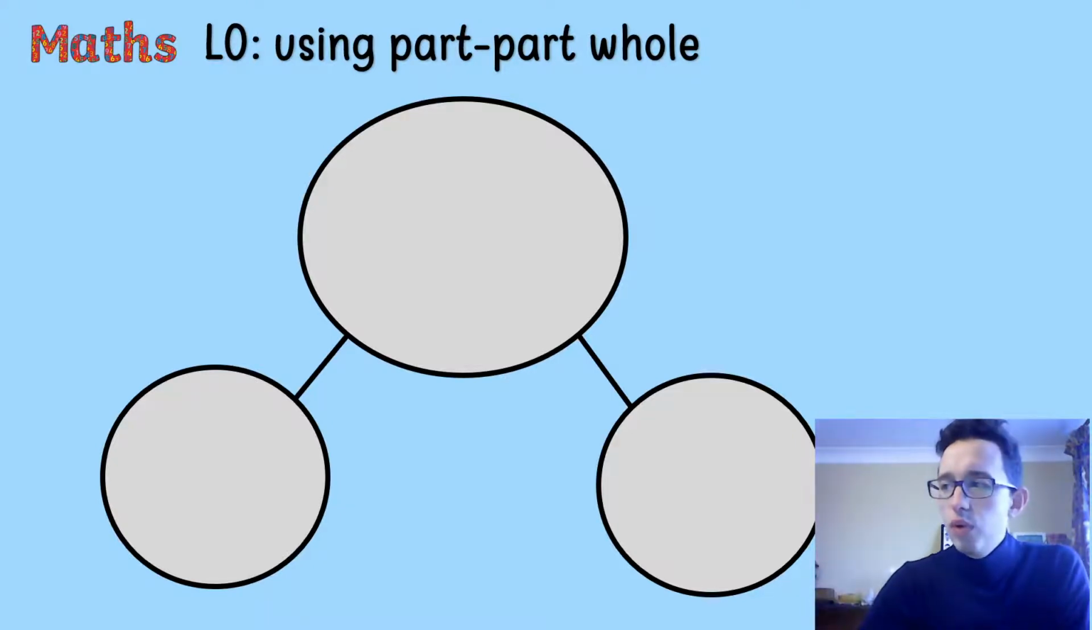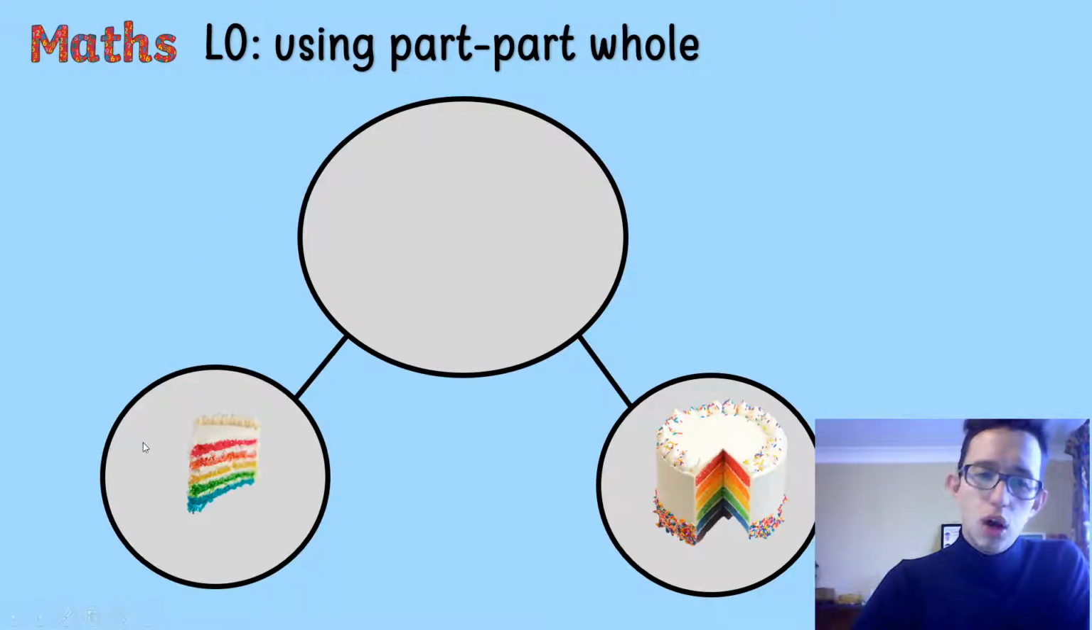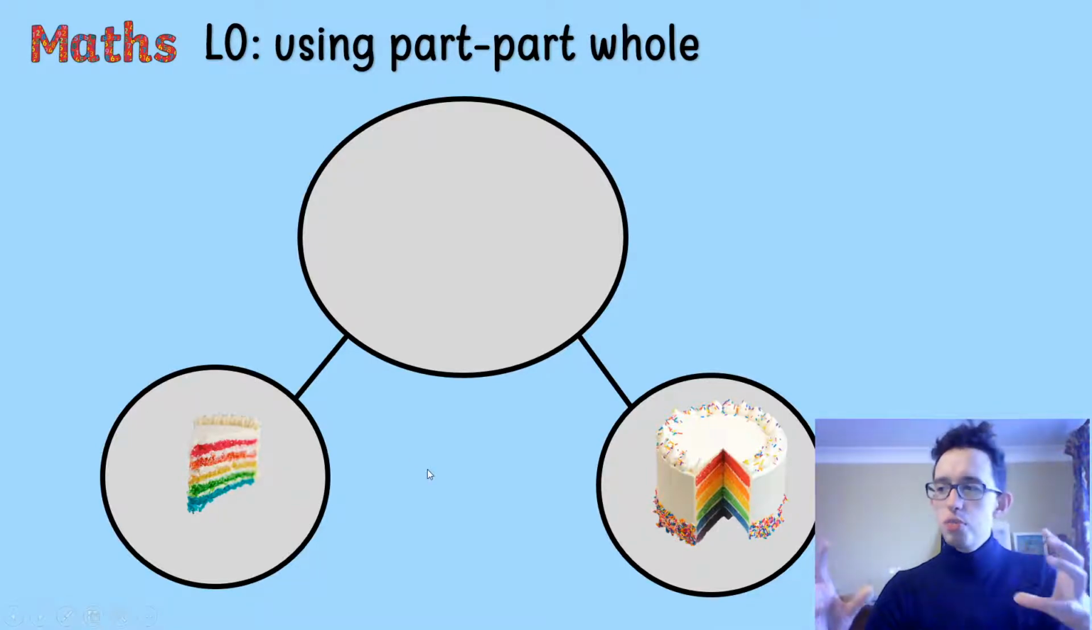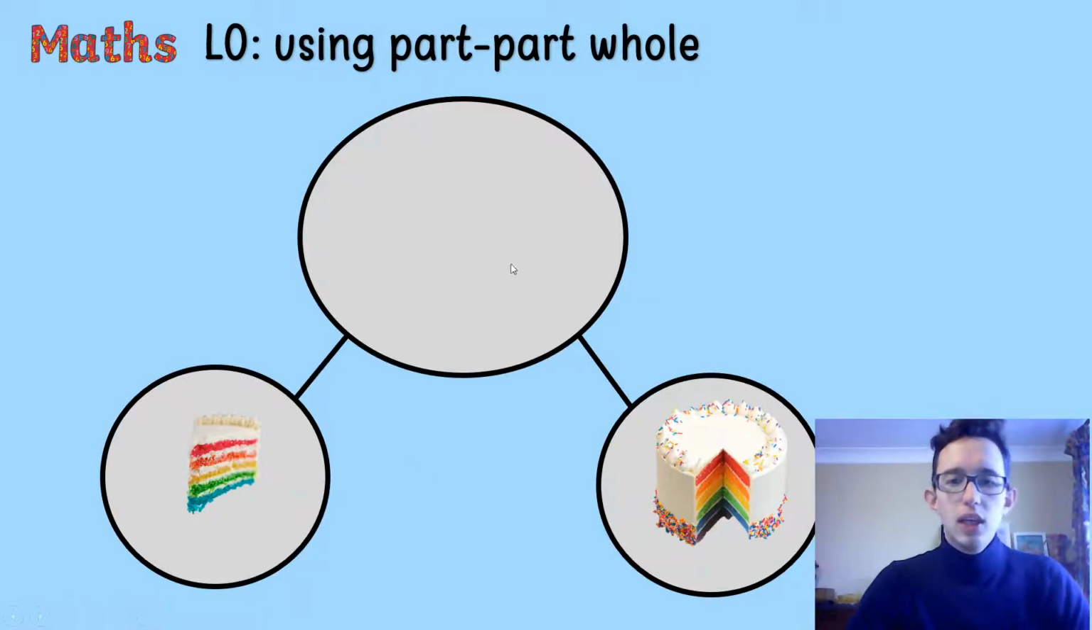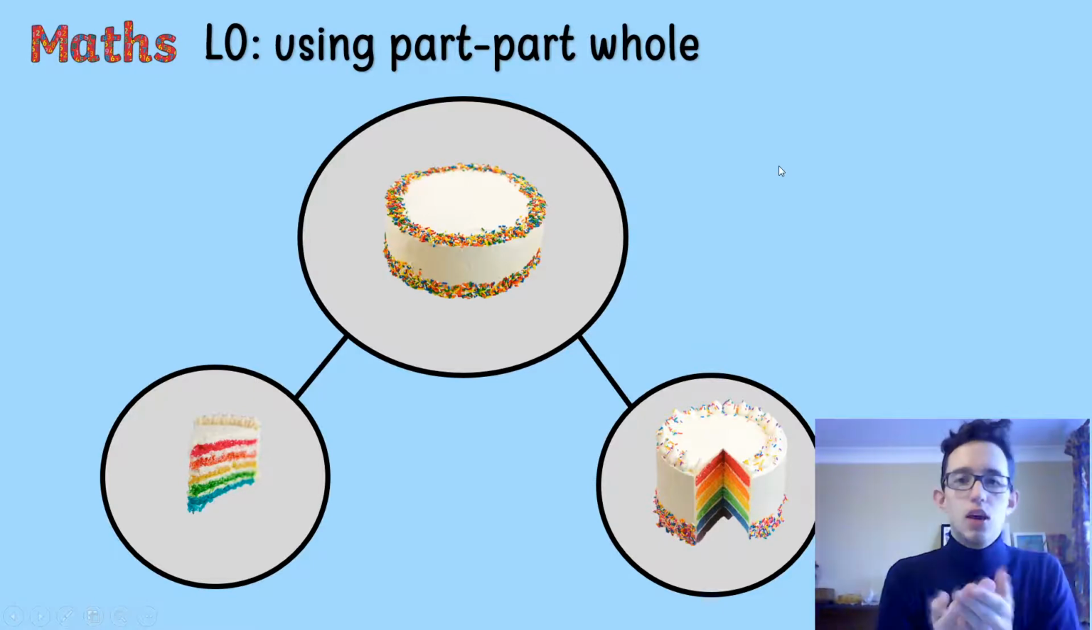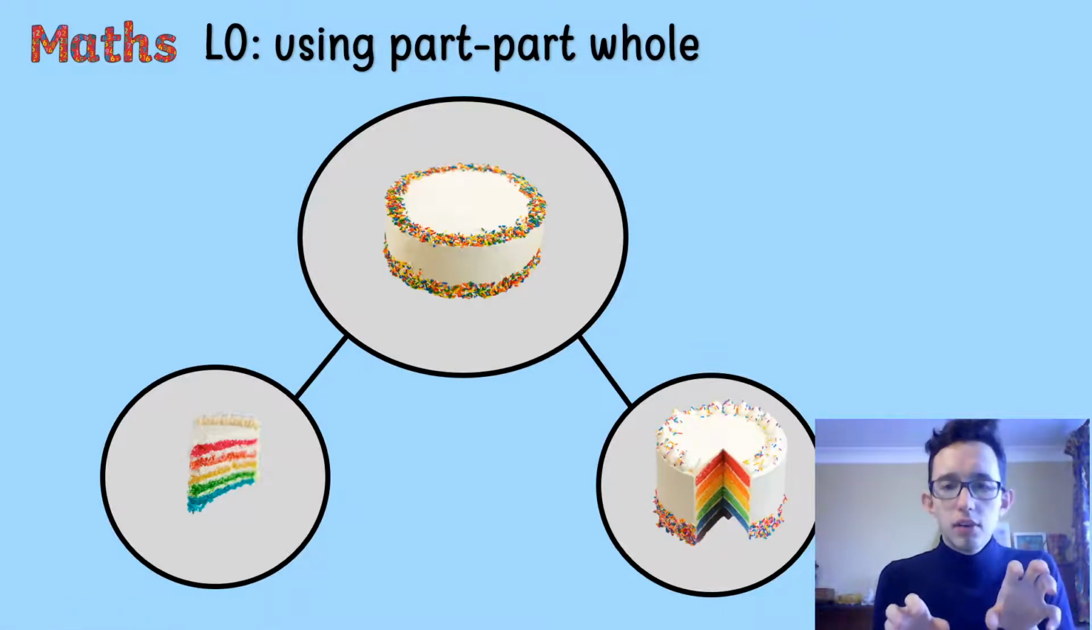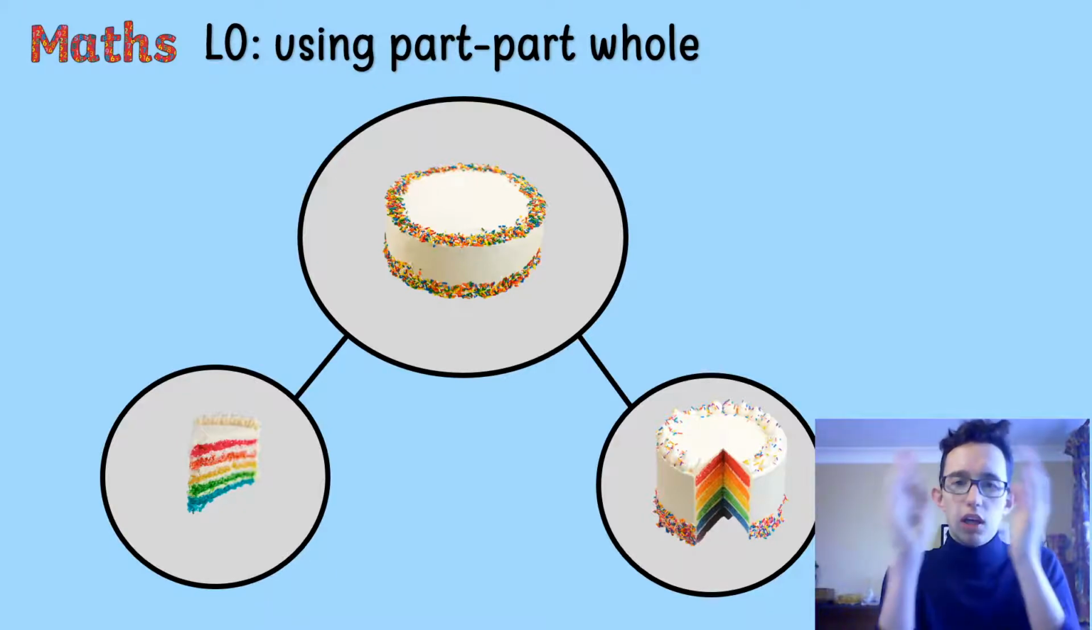The best way to explain this, I think, is we've got part of a cake here, one slice of a cake, and we've got a larger part here. So this is the bigger part of the cake, and this is the smaller part of the cake. But they're both parts, and when we put those two parts together, we get the whole cake. So we've got a part of a cake and a part of a cake, and we put them together, and we get the whole cake.